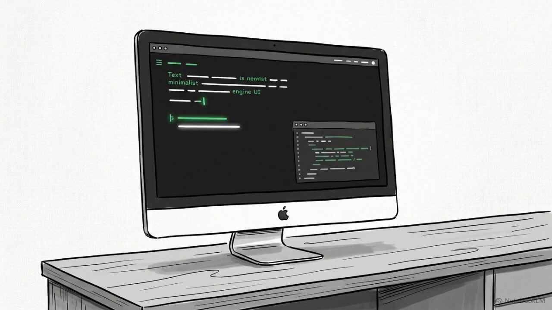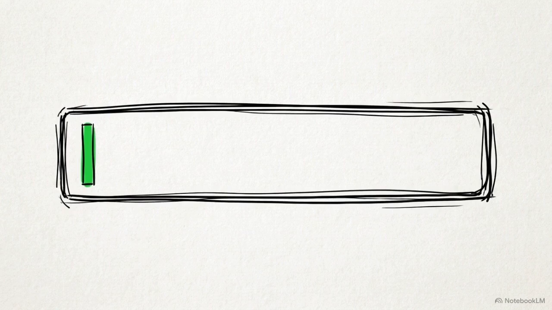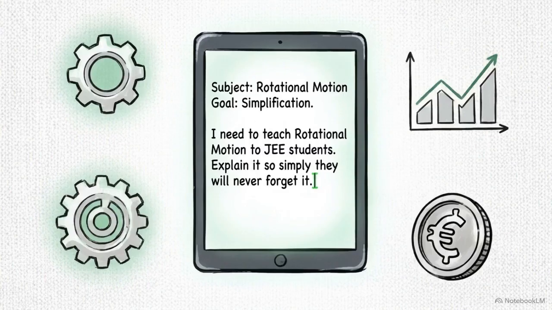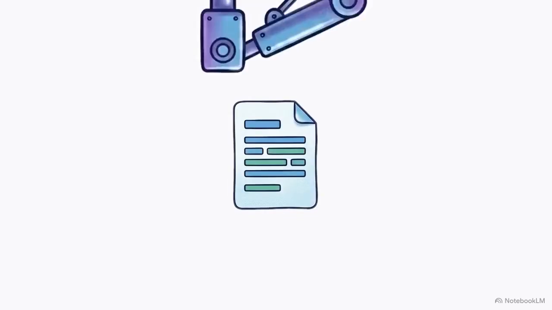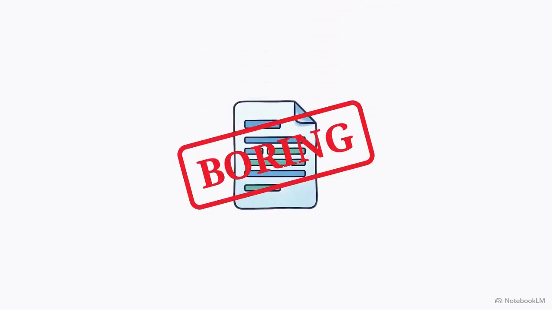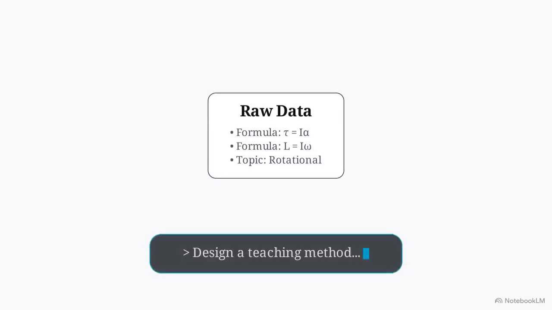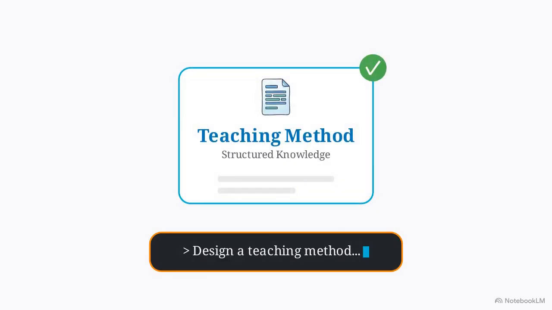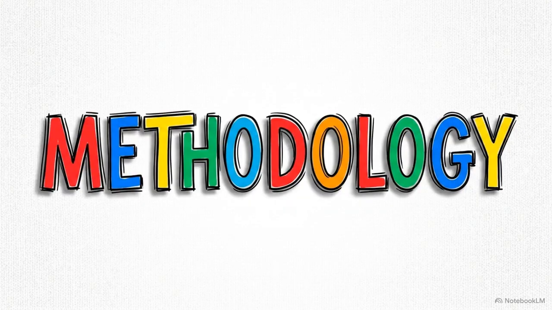Step 1 begins in your core text engine, like ChatGPT or Gemini. We need to input a hyper-specific prompt. For a complex topic, we type, "I need to teach rotational motion to JEE students. Explain it so simply they will never forget it." If you just ask for facts, you will get a dry, robotic encyclopedia entry. You must explicitly ask the AI to design a teaching method. That distinction is how you generate engaging material.